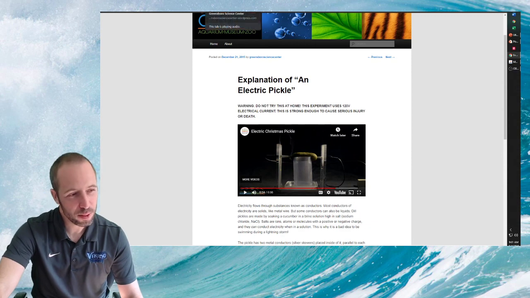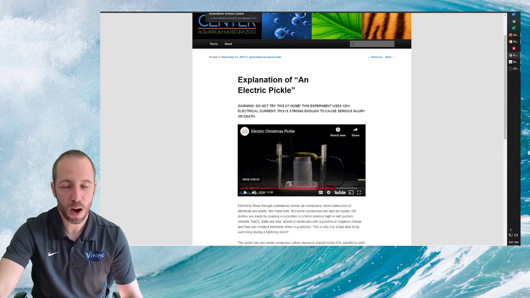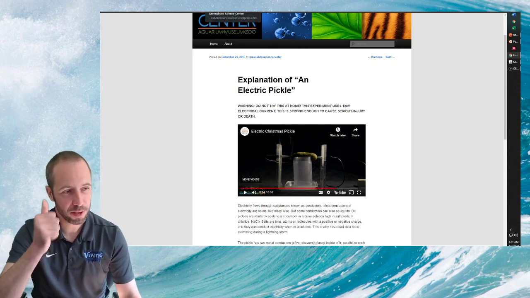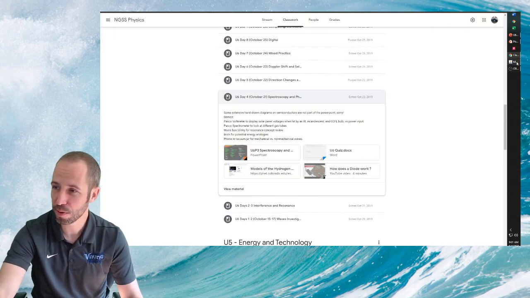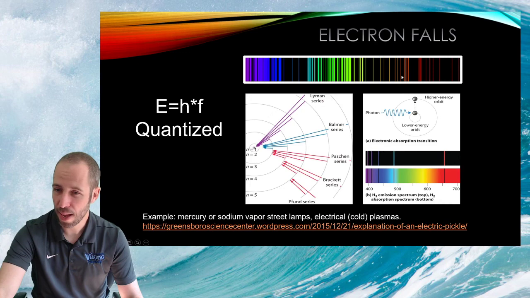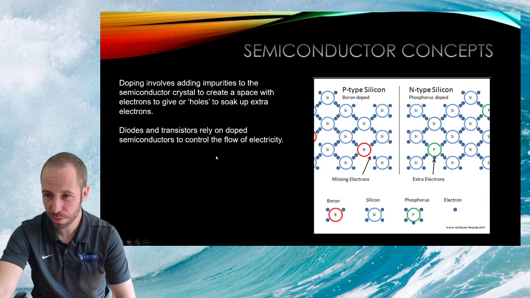Okay, how do we know it's sodium, by the way? It's because sodium vapor always emits the same exact fingerprint-like characteristic called an emission spectrum for sodium. So there is that. All right, other stuff now.